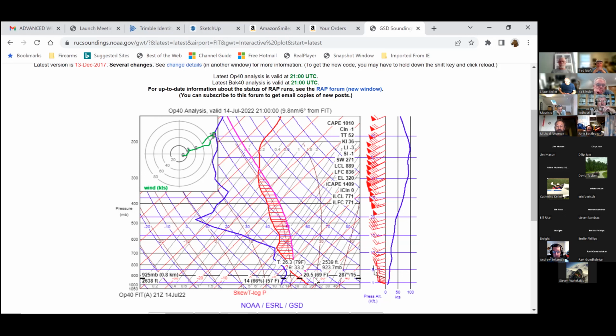There's 80. So if you start that parcel of air on a higher piece of terrain, it gets a head start compared to the surrounding air. So to go through the rest of the things on this chart, there's actually a couple of other interesting things.